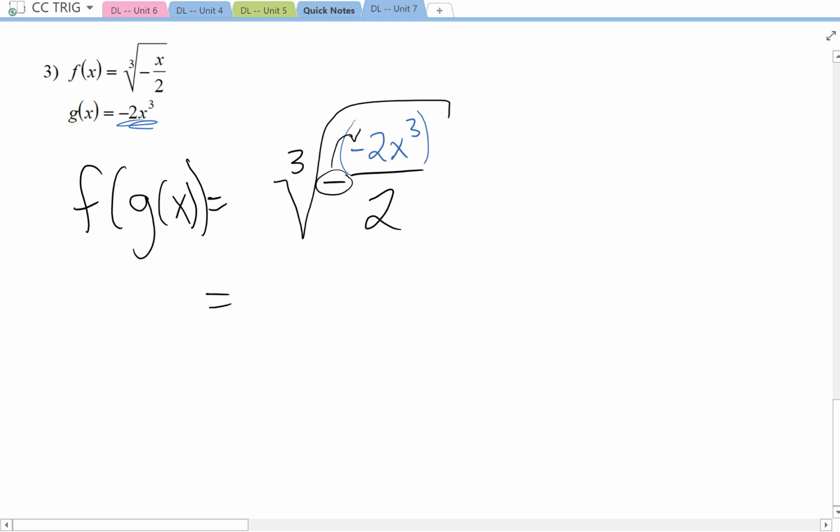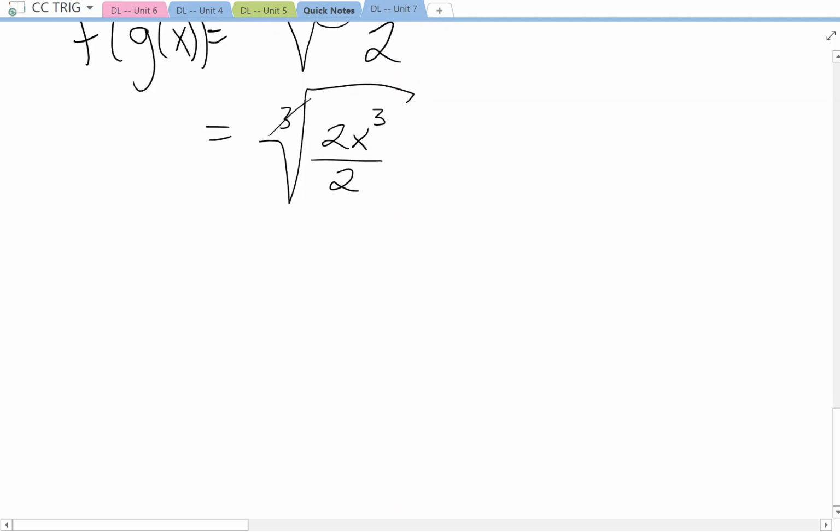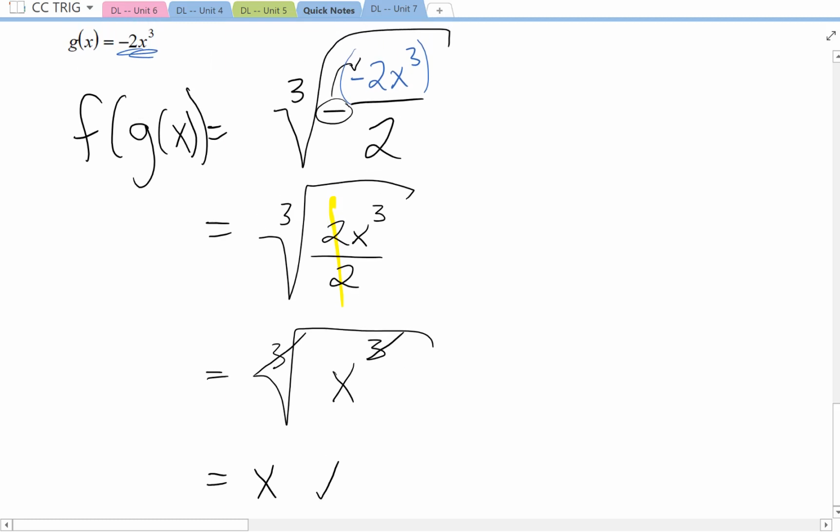Negative, negative gives me a positive. So now I just have 2x cubed in the numerator over 2. Okay, you cannot cross off these cubes until you have simplified everything inside. Meaning 2 over 2 is 1. And now you can cross off the cubes. Cube root of x cubed is simply x. Now we just have to verify it the other way.